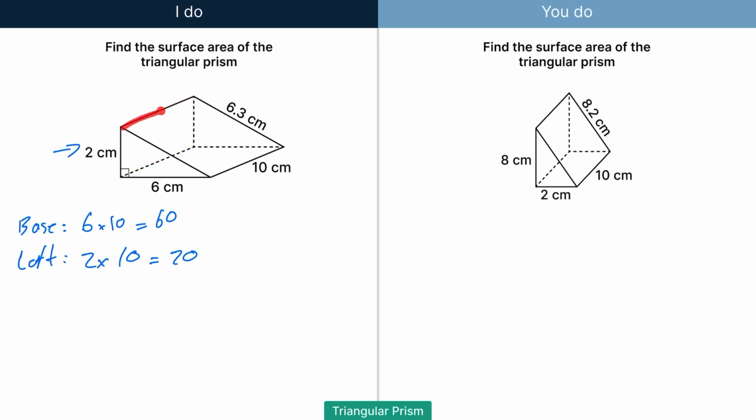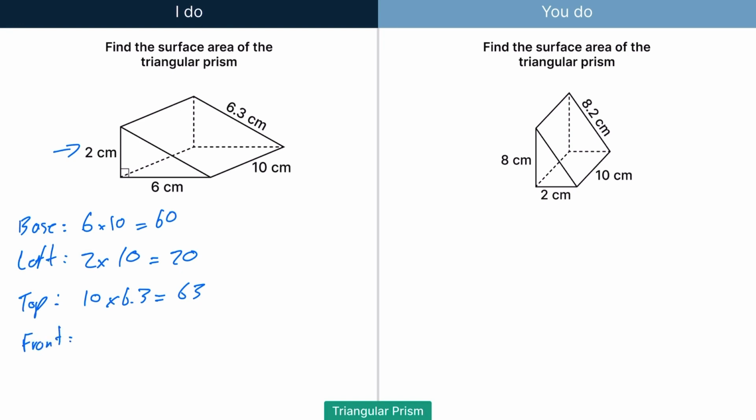Now I'm going to do the top. The top is this piece here. So the top is going to be 10 times 6.3, which is 63. And finally, what I'm left with is this side, and they're both the same. So I'll just call it the front and back.